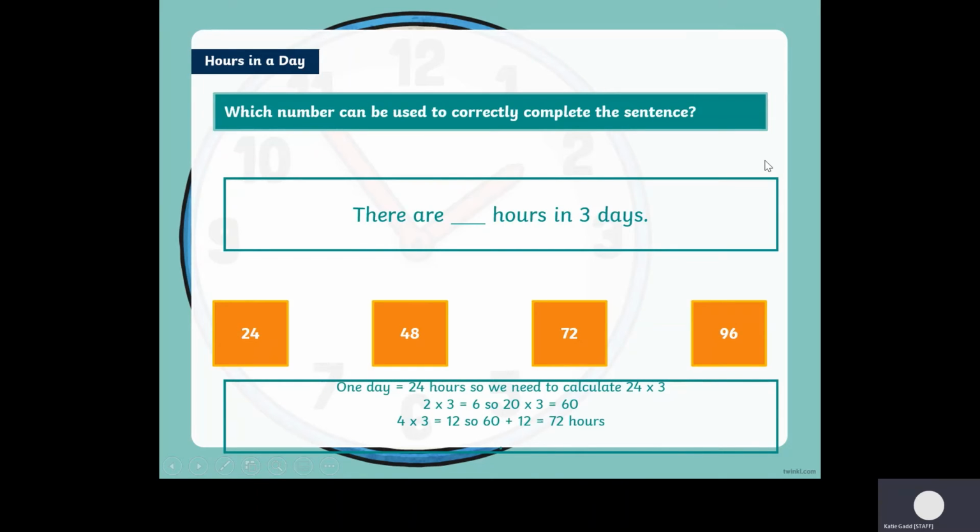Okay, so one day is 24 hours. So we need to calculate 24 times by 3 days. Now we can do that mentally. We can partition up 24 into 20 and 4. So I know that 2 times 3 is 6. So 20 times 3 will be 60. Then we partition using the other partitioned part. So 4 times 3 is 12. So 60 add 12 is 72.